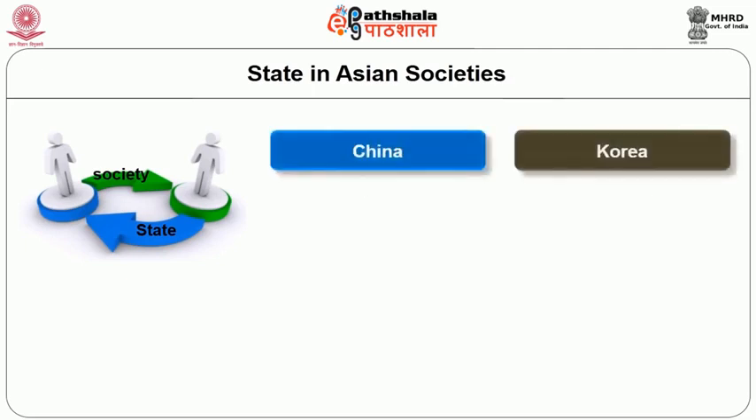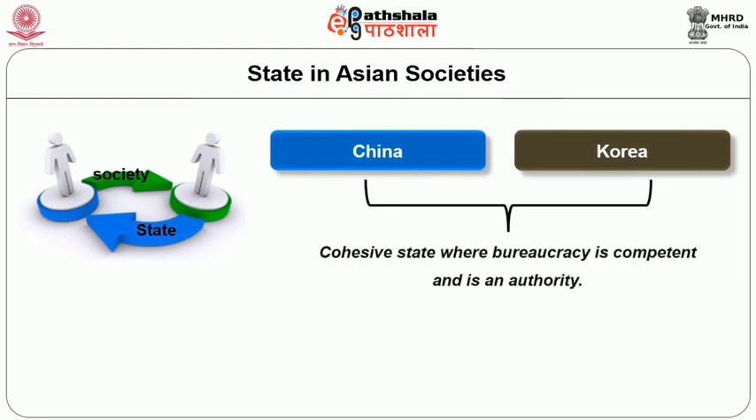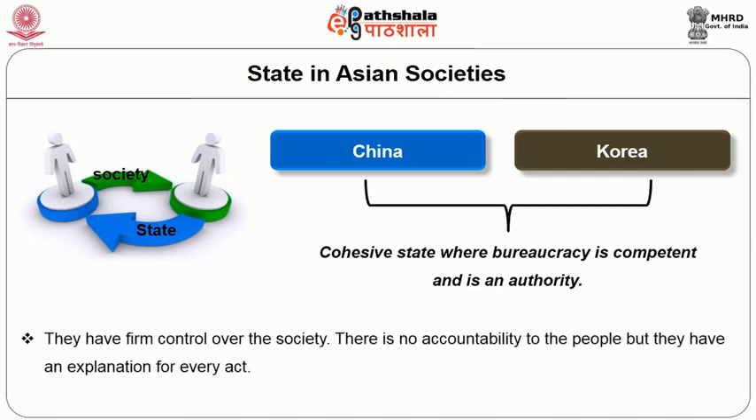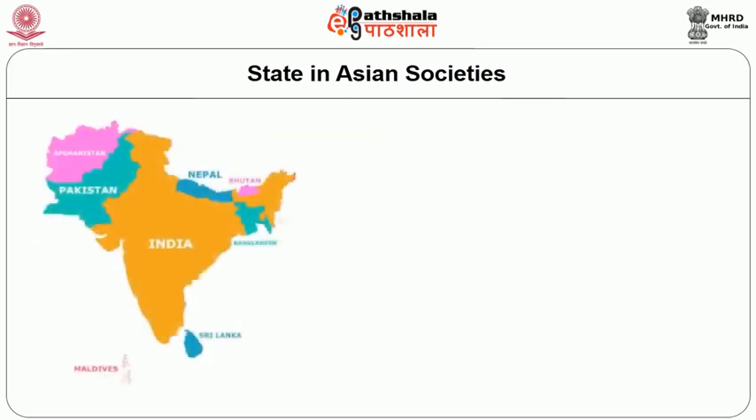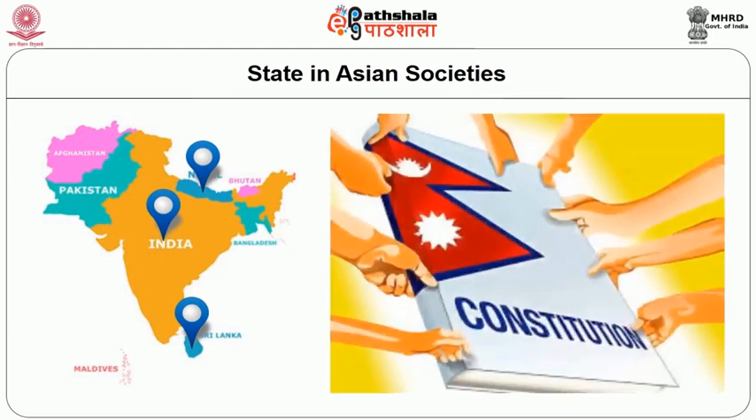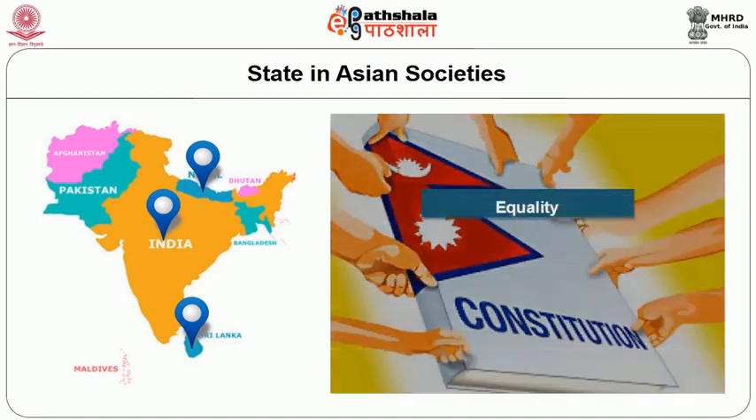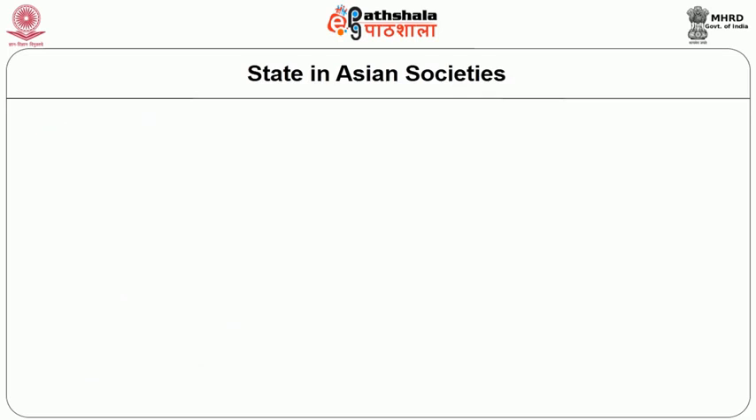China and Korea are examples of a cohesive state where bureaucracy is competent and is an authority. They have firm control over the society. There is no accountability to the people for the explanation of every act. India, Nepal, and Sri Lanka are fragmented societies where the respective states are doing a remarkable job to bring about unity and oneness. The Nepal Constitution, adopted in 2015, is an example of a constitution based on equality and liberty.